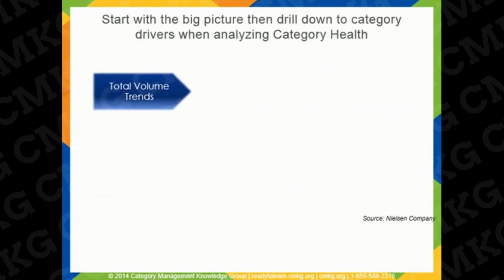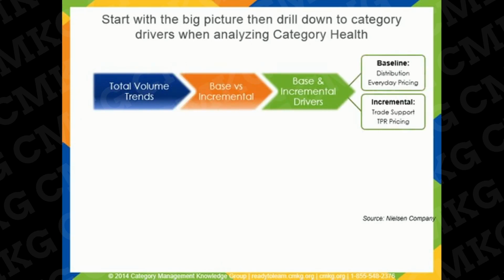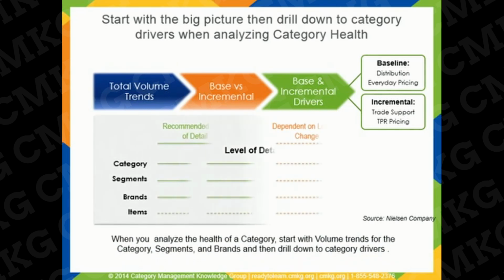When analyzing the health of a category, start with the volume trends and then drill into baseline and incremental sales. And finally, into category drivers or tactics to understand what metrics are impacting the performance of the category. This approach needs to start at a category level, then drilled into segments and brands, and sometimes even into items.